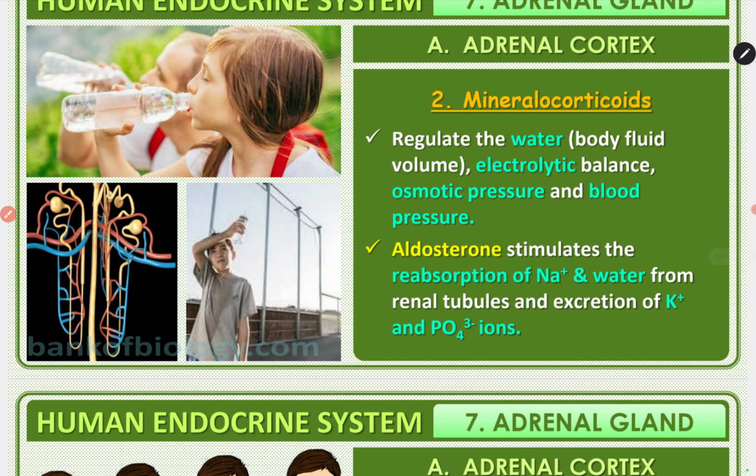Coming to mineralocorticoids, they regulate water, body fluid volume, electrolyte balance, osmotic pressure and blood pressure. Aldosterone stimulates the reabsorption of sodium and water from the renal tubule and excretion of potassium and phosphorus ions.